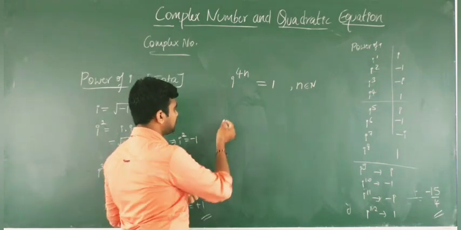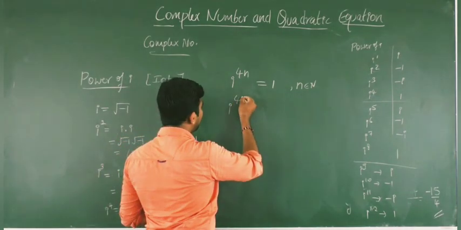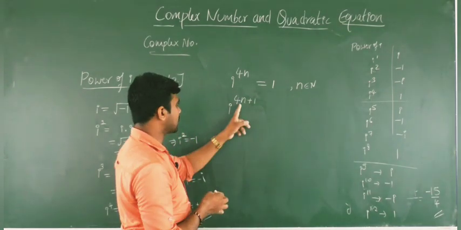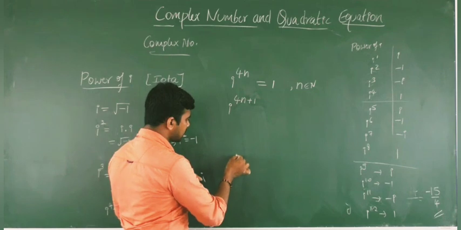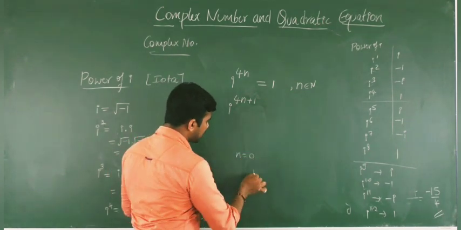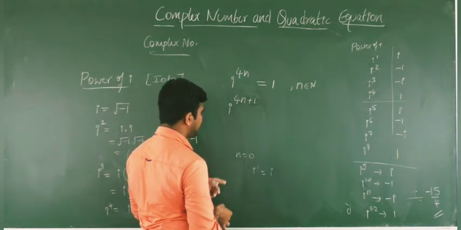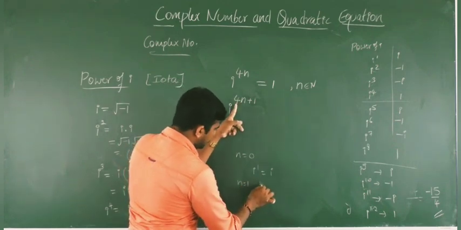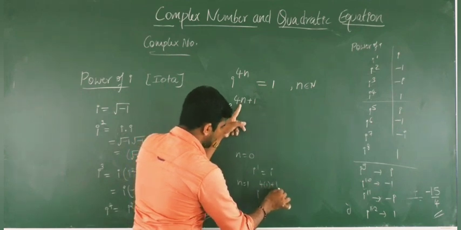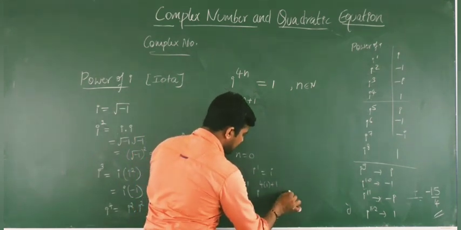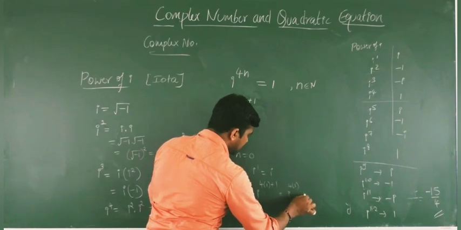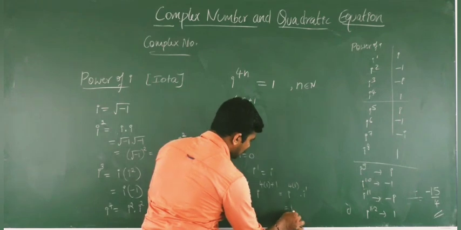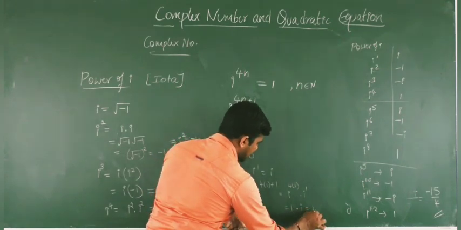Next, i to the power 4n plus 1. If you consider n equal to 0, it becomes i to the power 1, whose value is i. If n is equal to 1, then we get i to the power 4 into 1 plus 1, which can be written as i to the power 4 into 1, times i to the power 1. i to the power 4 into 1 is 1, times i to the power 1 is nothing but i itself.